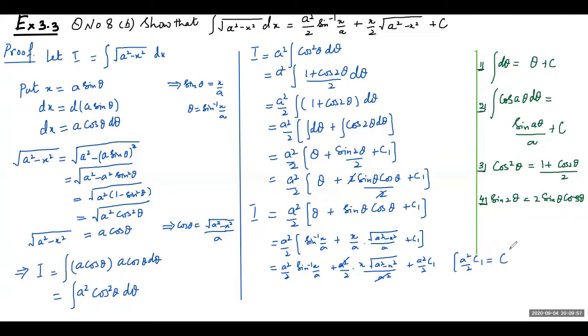We use it here and we get our result, which is integral I equals a square by 2 sine inverse x by a plus x by 2 square root of a square minus x square plus the constant of integration, and this was the result to be proved. Our result is done.